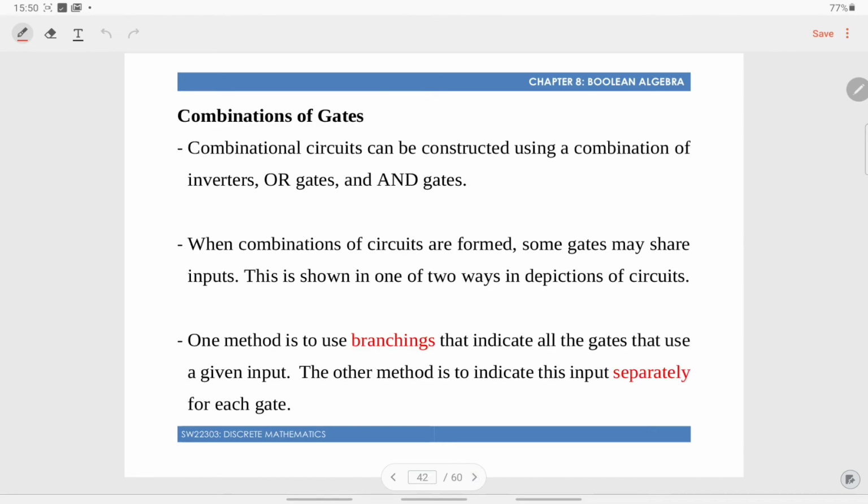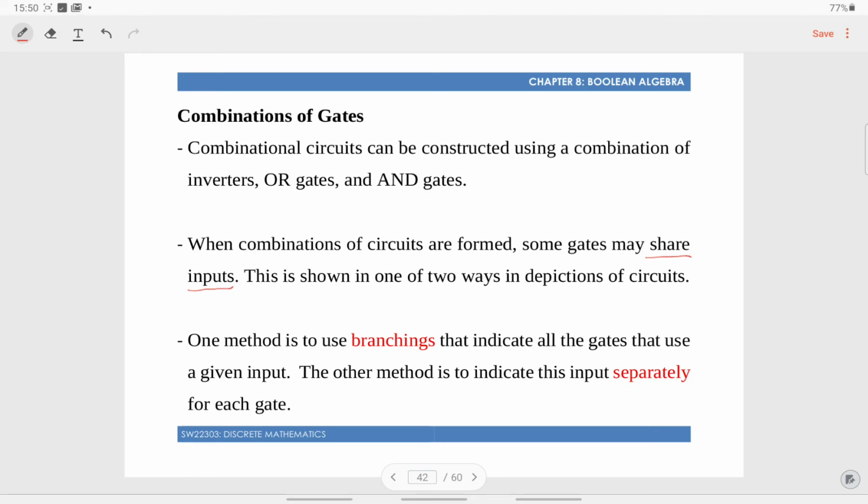Combinations of gates. We can combine all these gates together and come up with a circuit. Combinational circuits can be constructed using a combination of inverters, OR gates, and AND gates. When combinations of circuits are formed, some gates may share inputs. This is shown in one of two ways in the depiction of circuits.